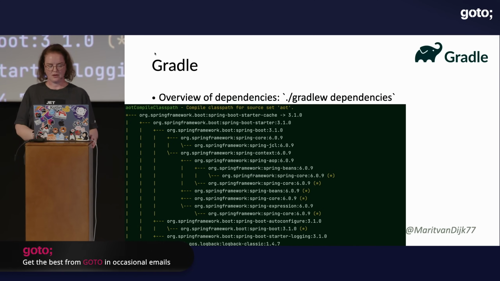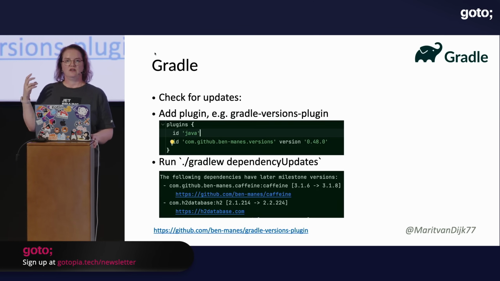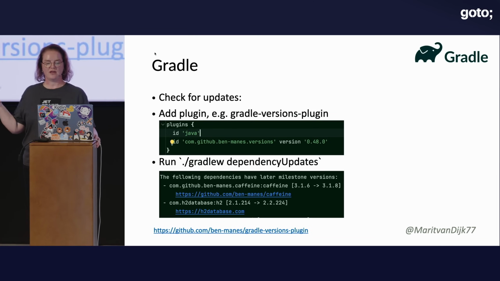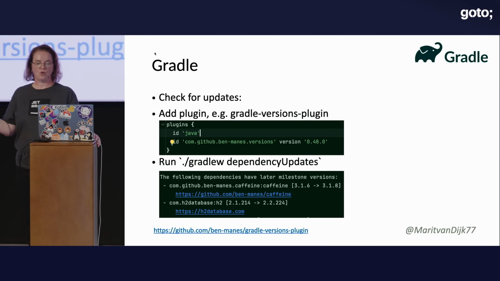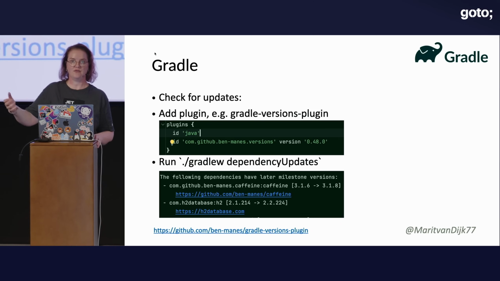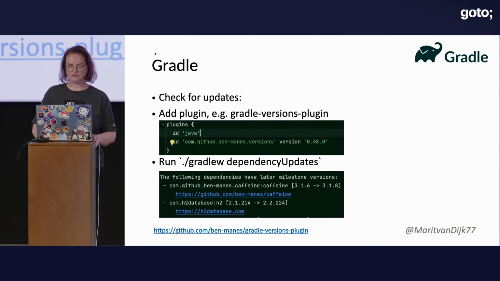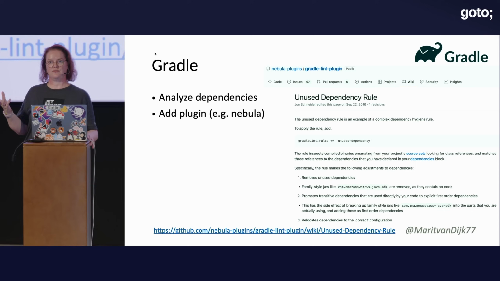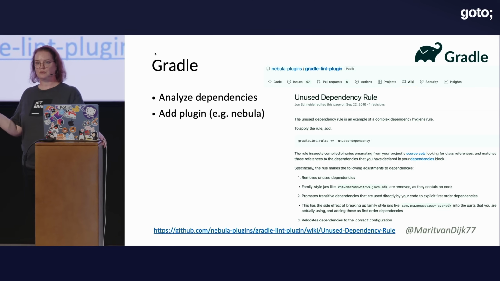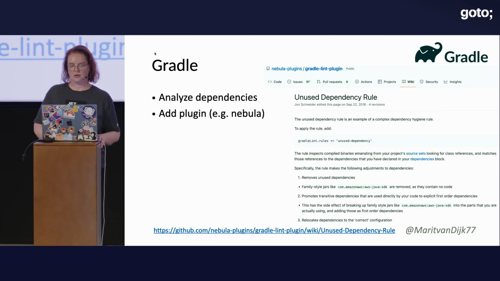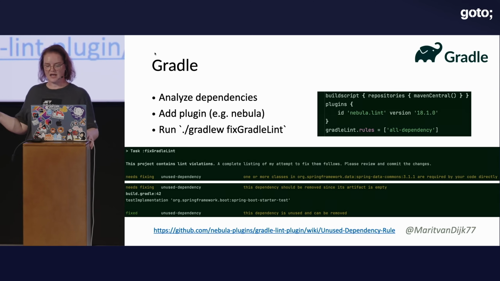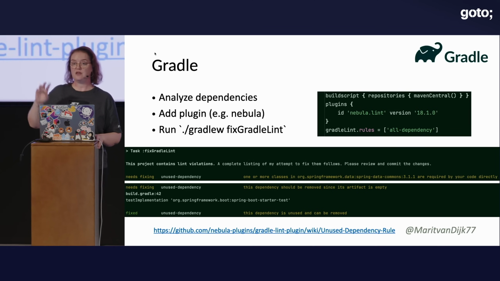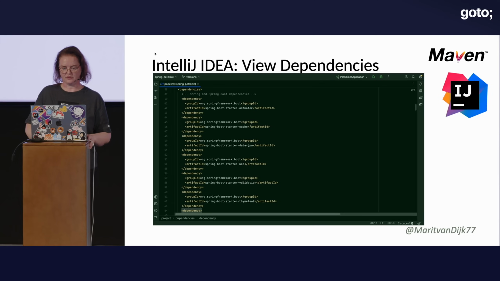You can ask for the dependency tree. It doesn't have built-in things to ask for updates, but you can add plugins like the Ben Manes versions one to ask, hey Gradle, are there any updates to my dependencies? And if you want to analyze your dependencies and see, for example, whether you have unused dependencies, you also need an additional plugin, which you can then add, and then you can run commands as well to see which are unused, and it can actually also fix them for you. So that's kind of nice.